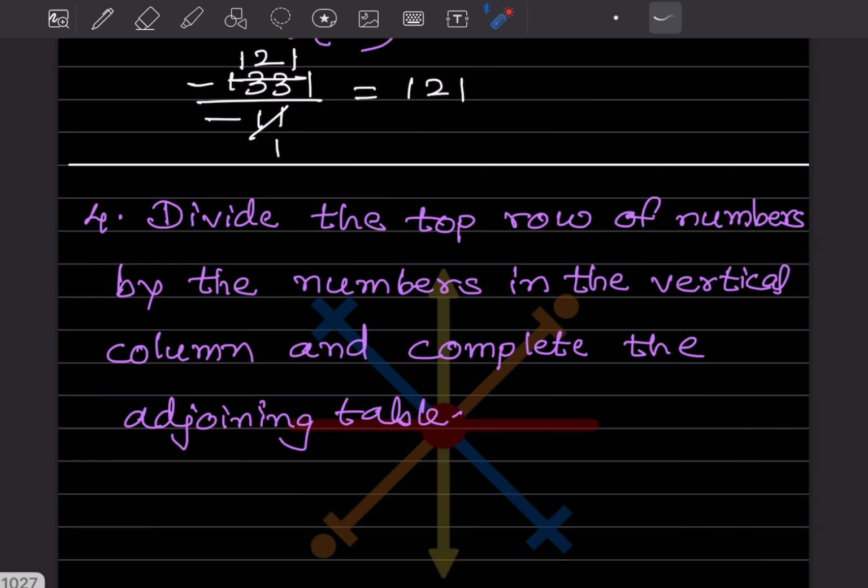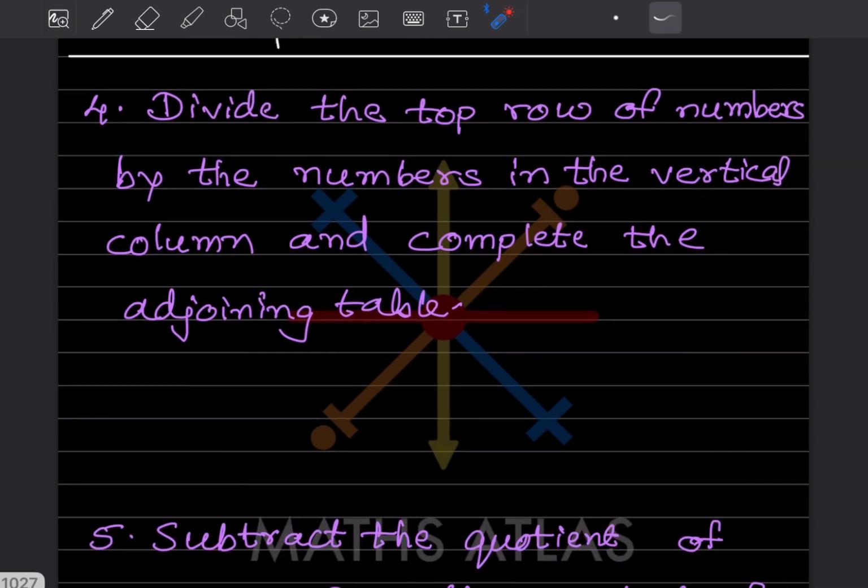Now here they are given: divide the top row of numbers by the numbers in the vertical column and complete the adjoining table. That is given in your textbook. So it's very easy, you can do it yourself.